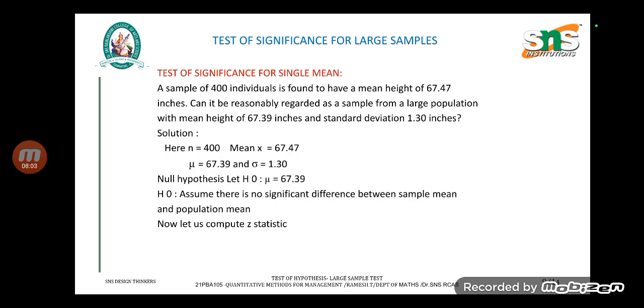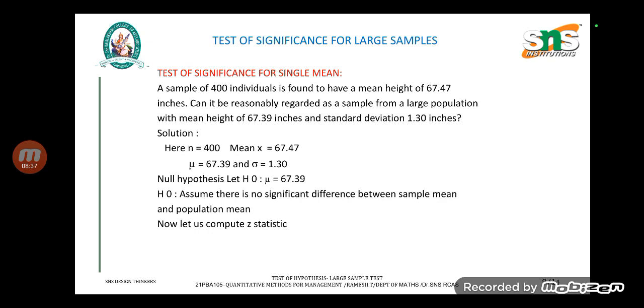Now, the test of significance for a single mean. We discuss one problem based on this test. A sample of 400 individuals is found to have a mean height of 67.47 inches. Can it be reasonably regarded as a sample from a large population with a mean height of 67.39 inches and a standard deviation of 1.30 inches?